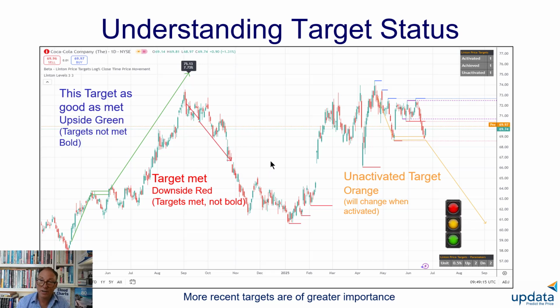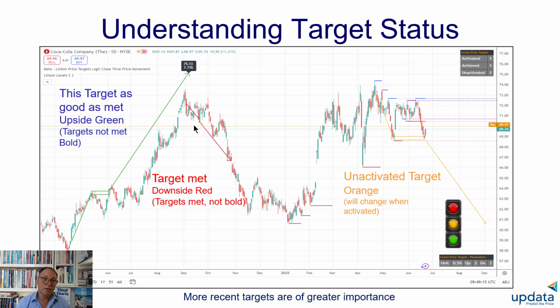You could change the colors if you want, and there are various things in the settings that you can change. But the way your system has been set up is that green targets are the upside, red targets are to the downside, and orange targets are targets that are not yet activated. So it's just a classic traffic light system. This target will turn to red if it is activated. So it goes from orange to red. So that's a key thing. Green targets, upside targets, red targets, downside targets, and orange targets can be either direction, unactivated.